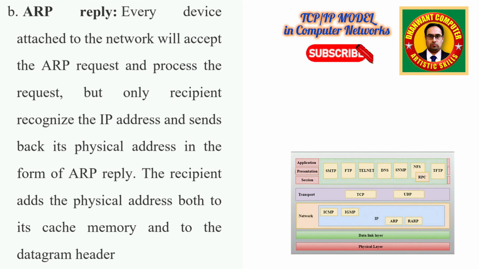Every device attached to the network will accept the ARP request and process it, but only the recipient recognizes the IP address and sends back its physical address in the form of an ARP reply. The recipient adds the physical address both to its cache memory and to the datagram header.